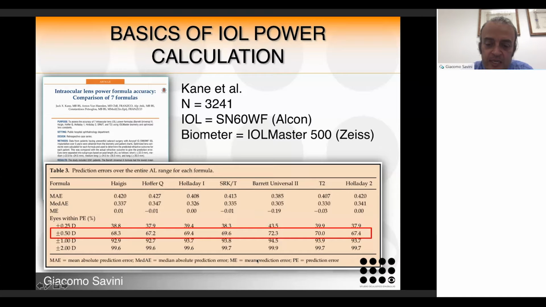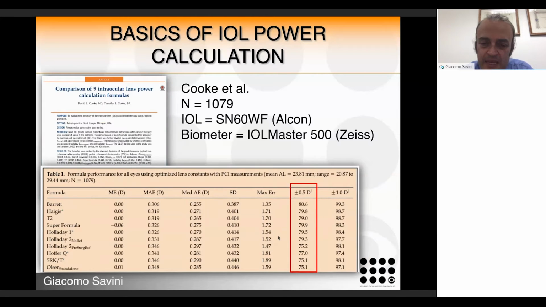And as you can see in the red square, there's the percentage of eyes with a prediction error within half a diopter, which is what we call a clinical success. And the Barrett formula had the highest percentage, 72.3%, higher than the old formulas. And this is a parameter that has been more and more important during the last years. And he was really the first one to show this on a relatively large sample, 3,000 eyes.